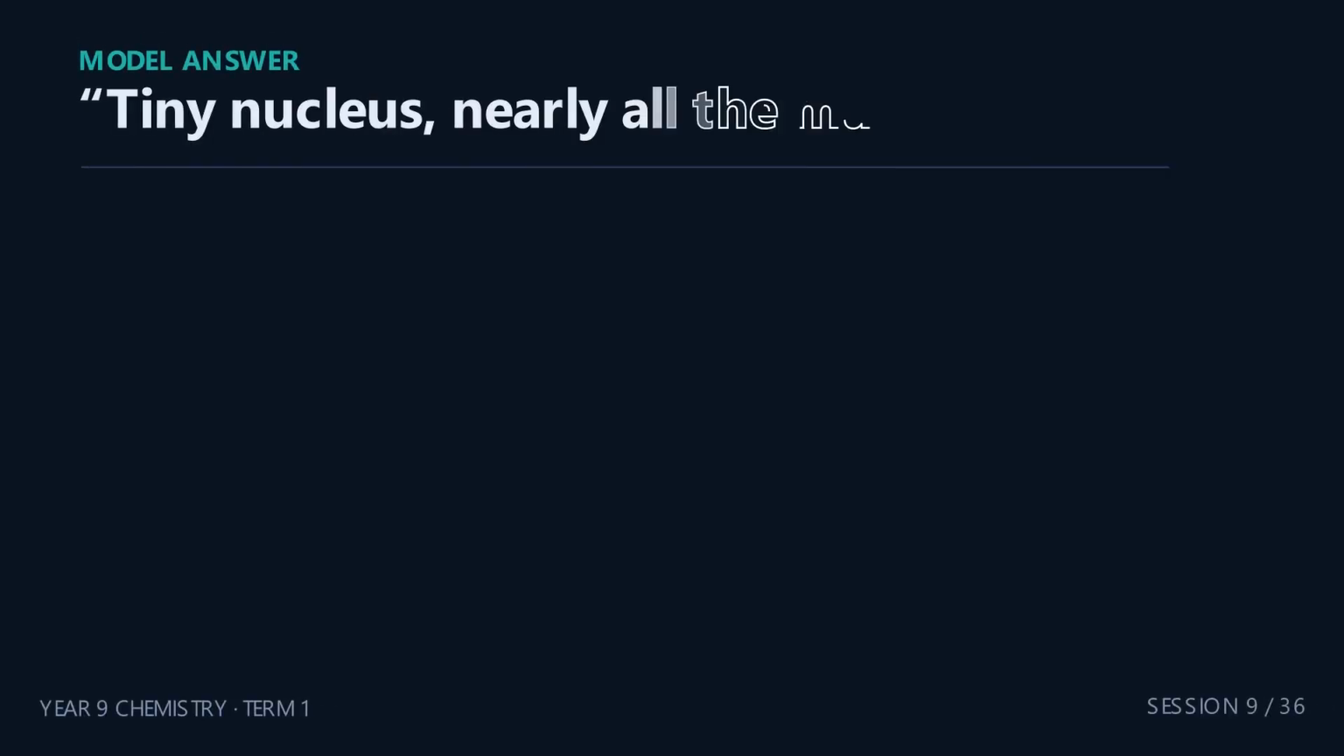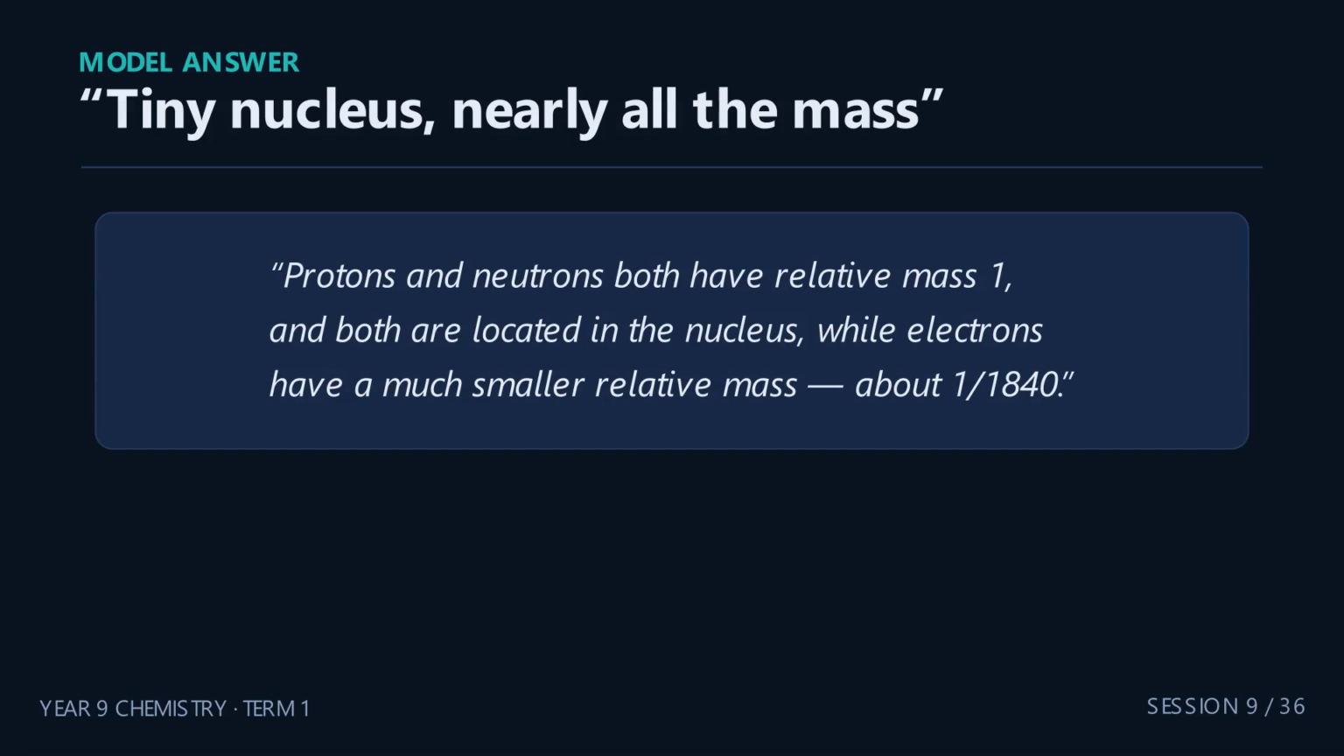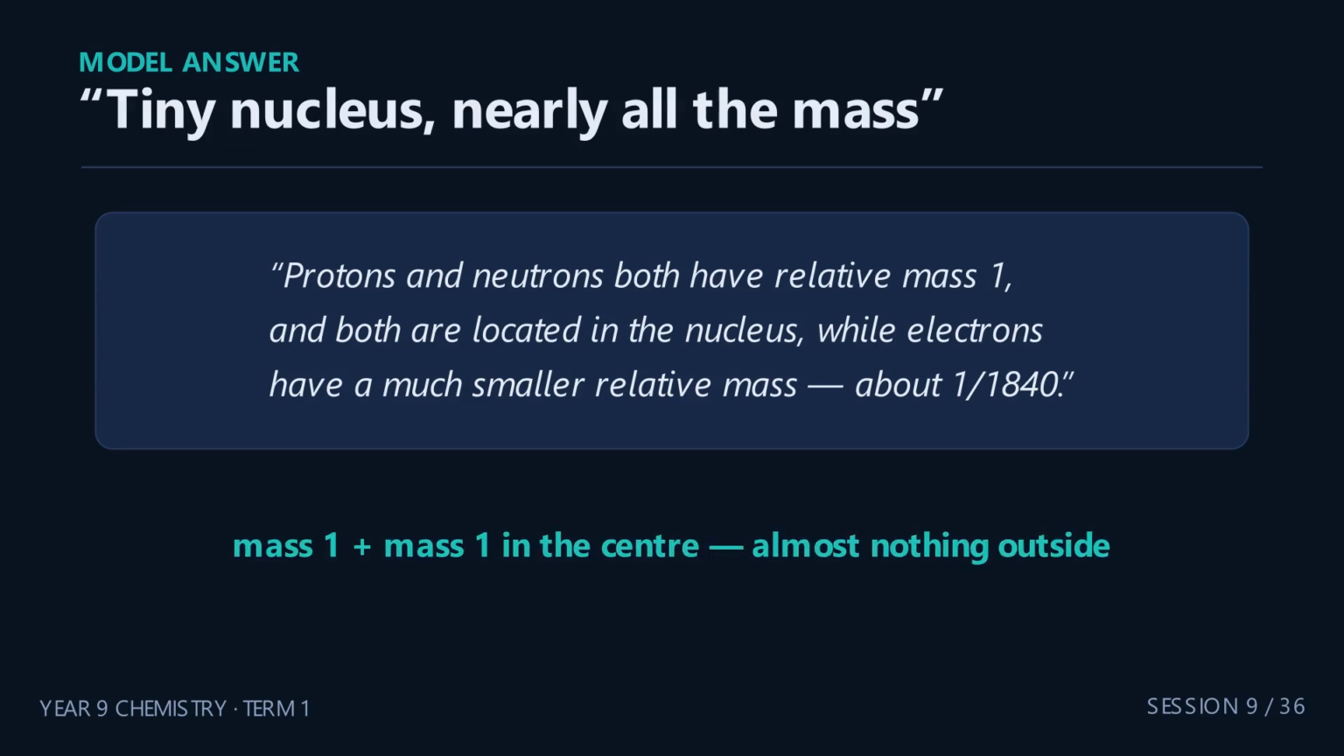Let's write the exam answer for "the nucleus is tiny but contains nearly all the mass." A complete explanation says protons and neutrons both have relative mass 1, and both are located in the nucleus, while electrons have a much smaller relative mass, about 1 over 1,840. Mass 1 plus mass 1 in the center, almost nothing outside. That is the whole answer.